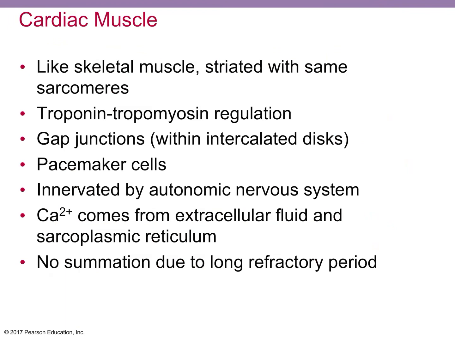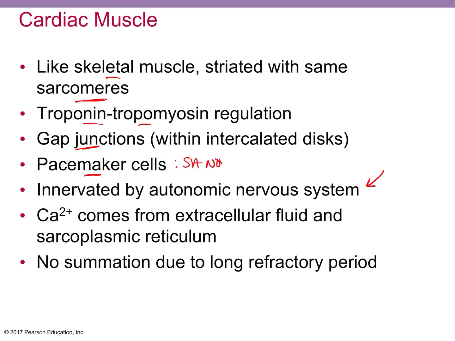And cardiac muscle, just a quick word on cardiac muscle. It's striated with the same sarcomeres that we're familiar with from skeletal muscle. We have the same kind of troponin, tropomyosin regulation that's in skeletal muscle. They do have gap junctions. They do have pacemaker cells. We'll cover this a little bit more in the cardiac muscle unit. It's innervated again by the autonomic nervous system.